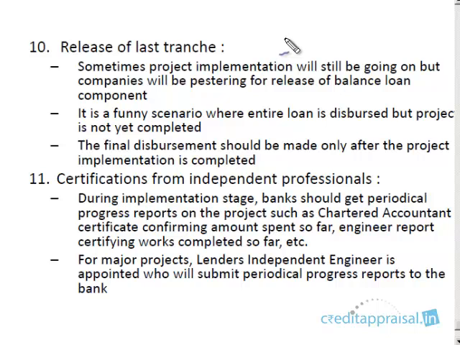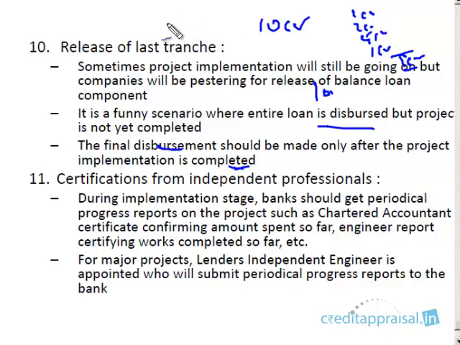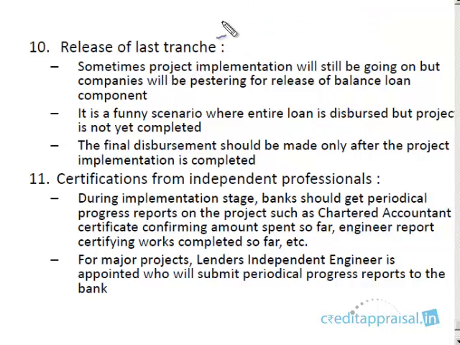As you go on releasing the disbursements, say for a 10 crore loan, you have disbursed 1 crore initially, 2 crores, then another 5 crores, another 1 crore. So finally you have come to 9 crores. When it comes to the last disbursement, at the time of release of the last tranche, you have to ensure that the project implementation is completed. So the final disbursement should always be made after the project implementation is completed. It will be a very funny scenario where your loan is disbursed completely, 100%, but project implementation is still going on. You should not get into that sort of situation. It means that as a banker you have not done your duty.